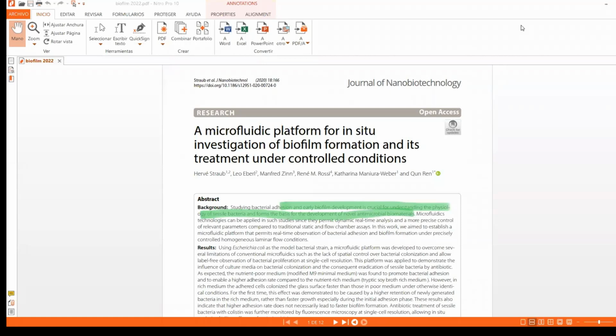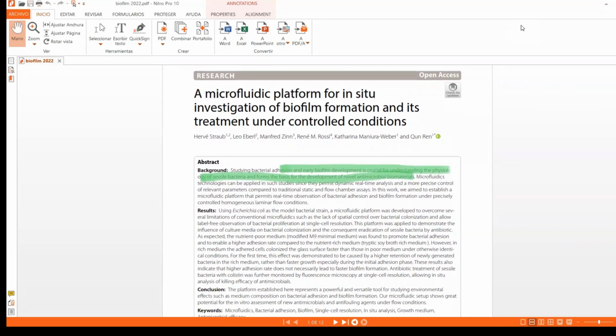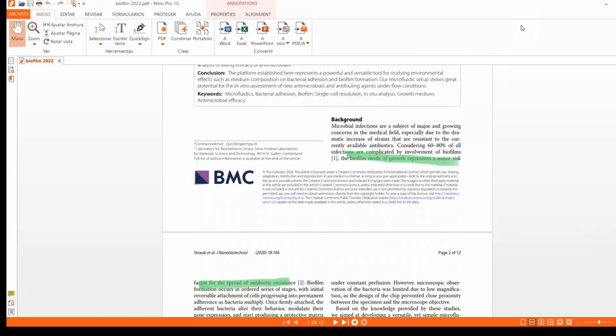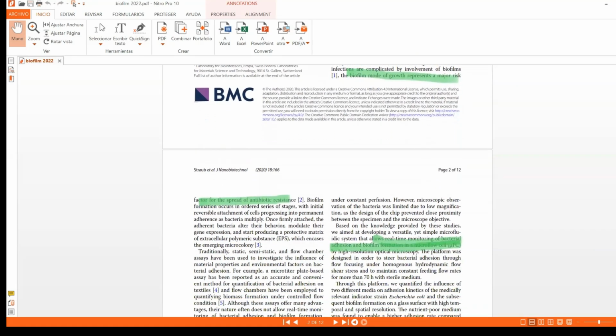Hi, today I'm gonna present this paper, a microfluidic platform for in situ investigation of biofilm formation and its treatment under controlled conditions. Adhesion and early biofilm development for understanding the physiology of sessile bacteria and the development of antimicrobial biomaterials. We know that biofilm represents a huge risk in antibiotic resistance.